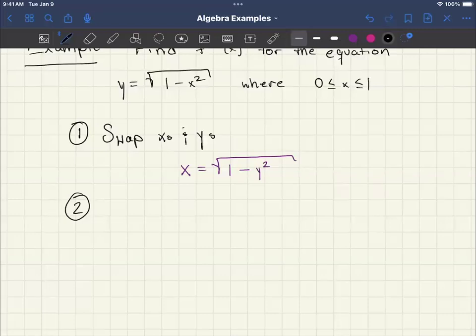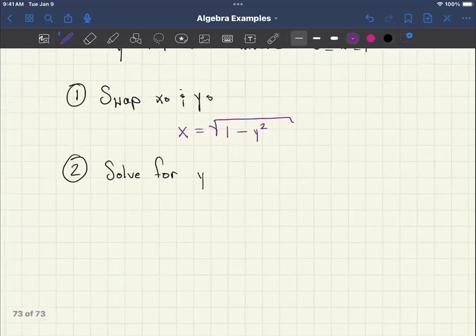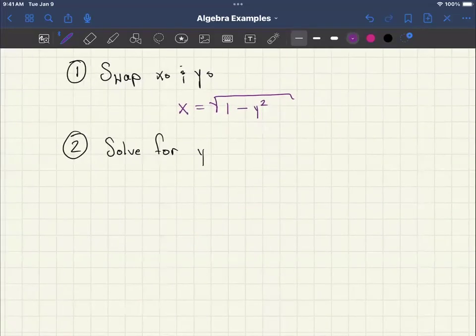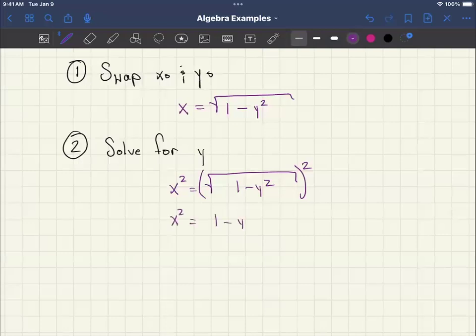Next thing we do is we are going to solve for y. So we're going to take our current equation. We have x is equal to the square root of 1 minus y squared. Let's square both sides. Remember, when we square and square root, they cancel each other out. So that gives us x squared is equal to 1 minus y squared. We can add y squared to both sides. y squared plus x squared is equal to 1.